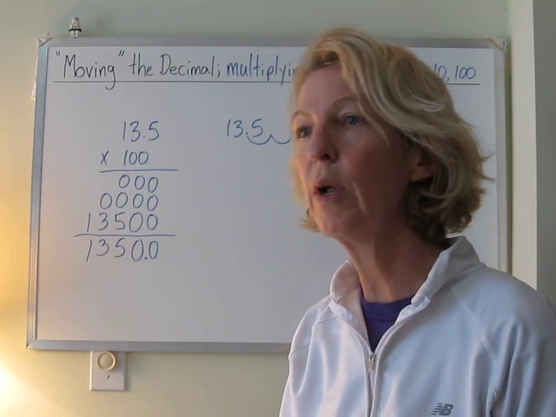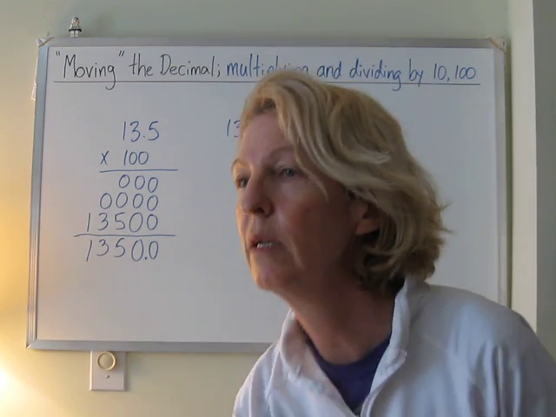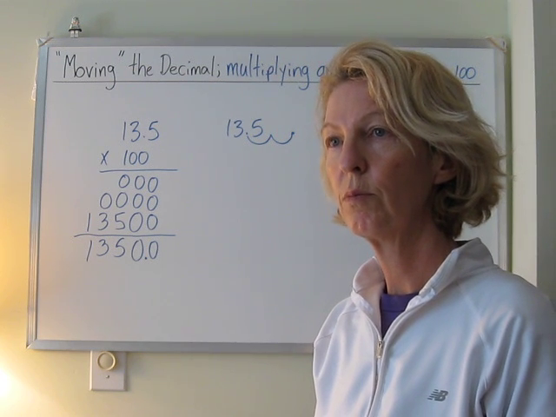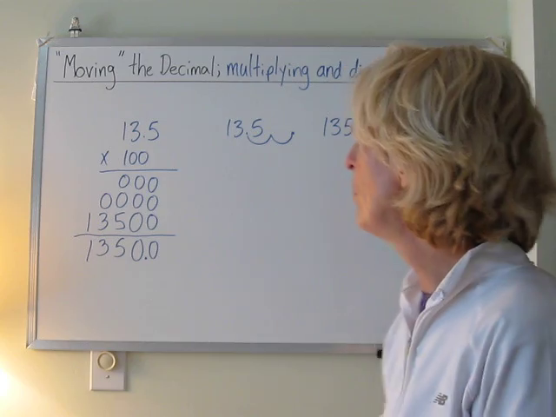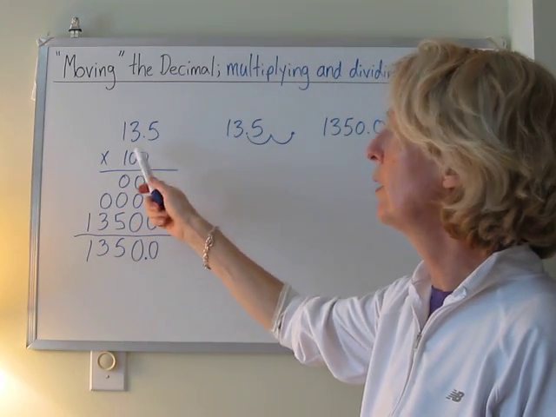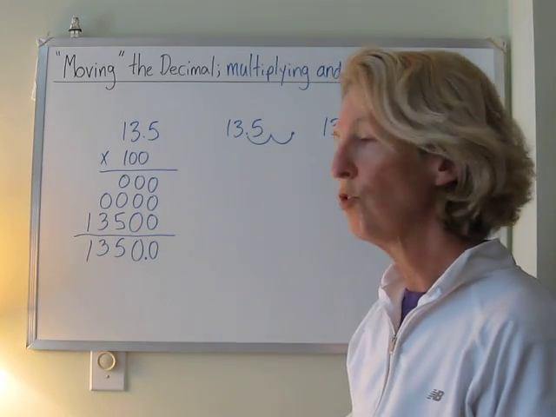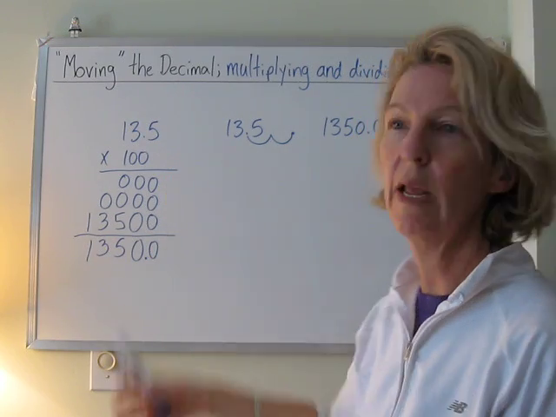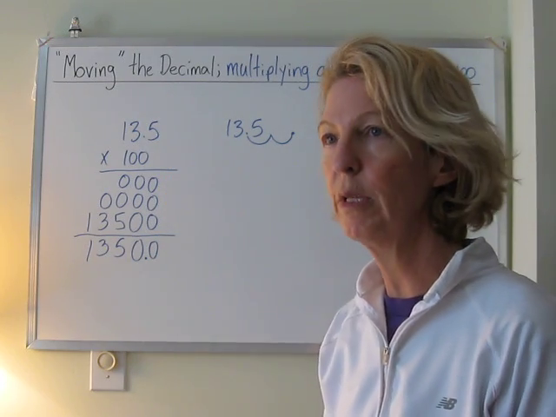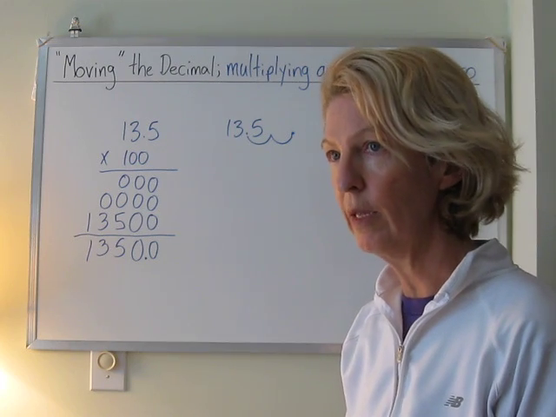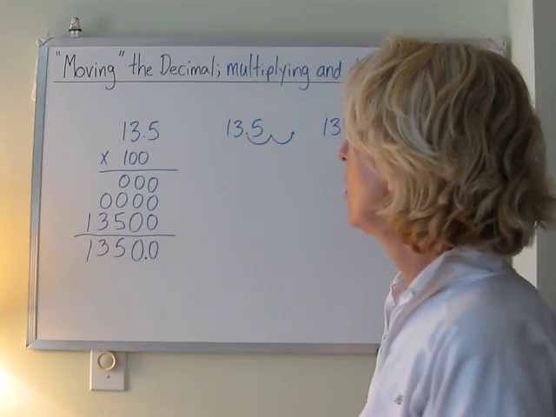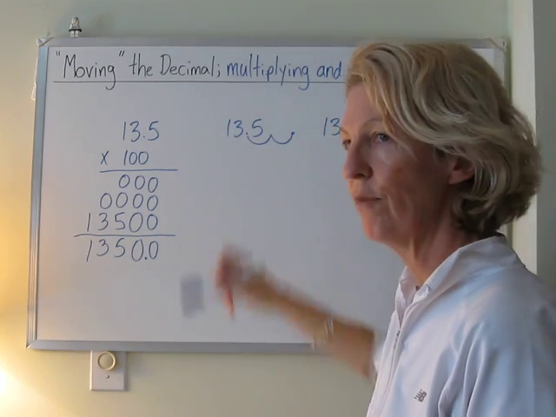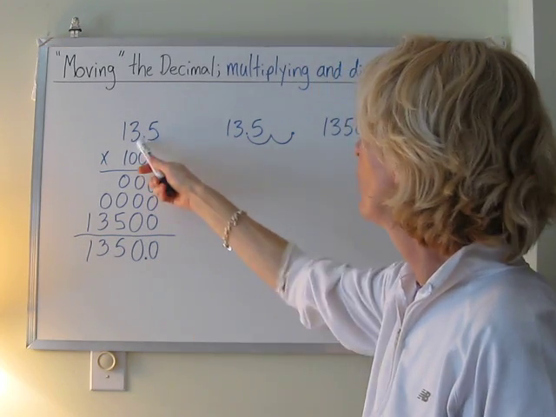So when we talk about... Oh, yeah, go ahead, honey. How do we know which way to move the decimal over? Well, when we're multiplying, we're making the number bigger. So when we multiply by a factor of 10, whether it's 10 or 100 or 1,000 or a million, we're making the number bigger. So the decimal moves this way to the right, making the number bigger.